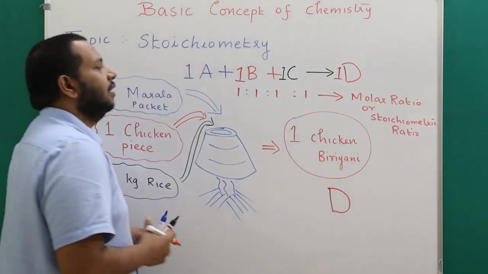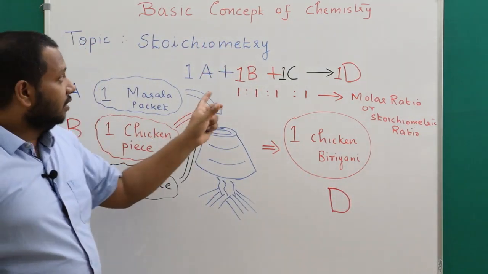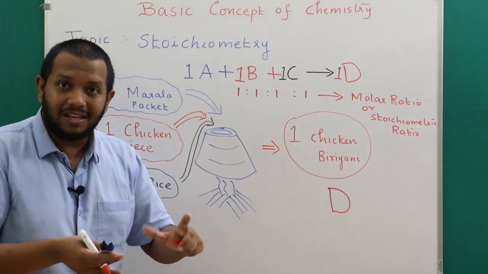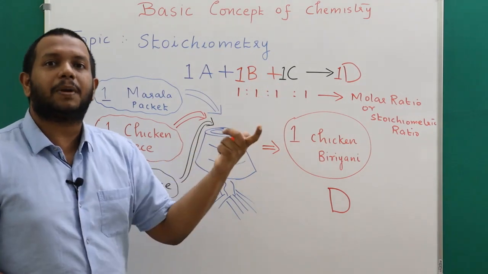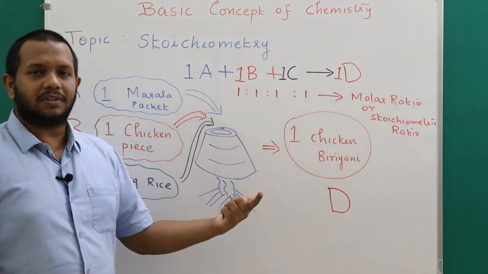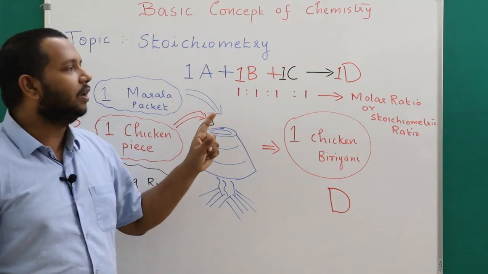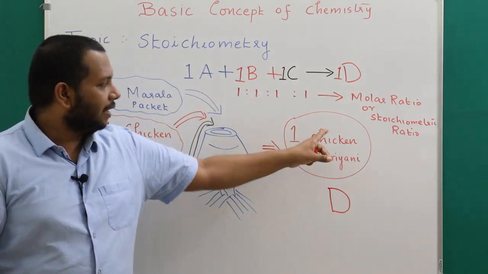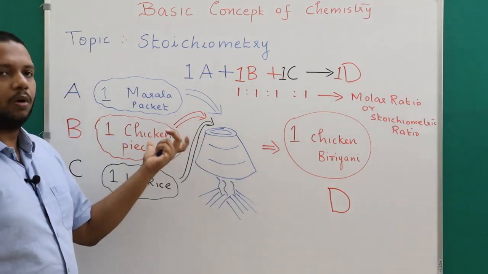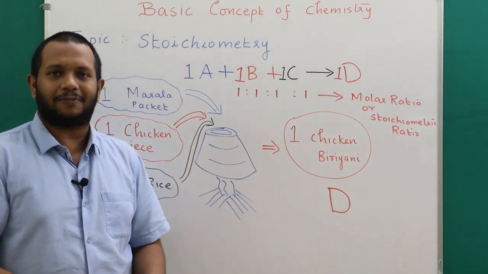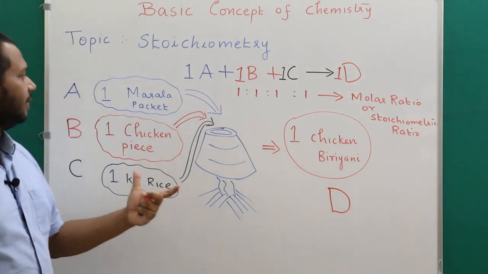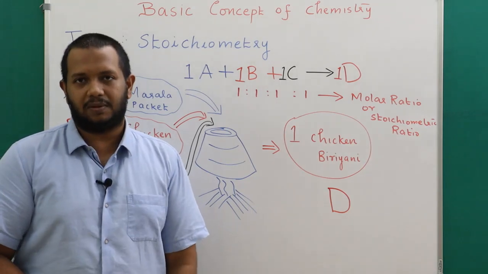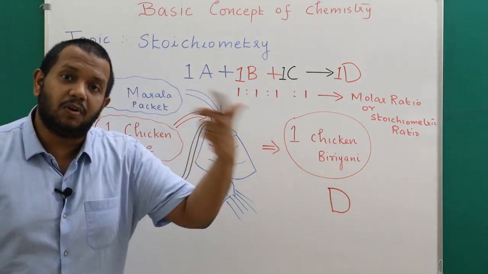Correct? So does this mean you are given 1 mole of A, 1 mole of B and 1 mole of C? No, you are not given this. This is something like the preparation manual. The manual says that to prepare 1 mole of D, what you need? 1 mole of A, 1 mole of B and 1 mole of C. Similar to this, to prepare one chicken biryani, the manual or the YouTube or whatever method you refer, or the person somebody told, they say that 1 masala packet, 1 chicken piece and 1 kg rice is required for 1 chicken biryani. And what is given to you?